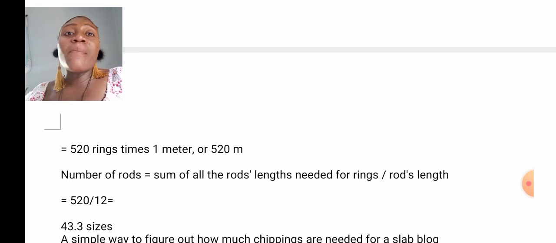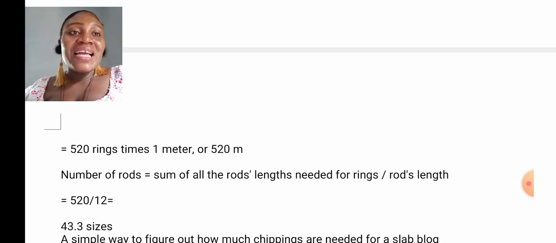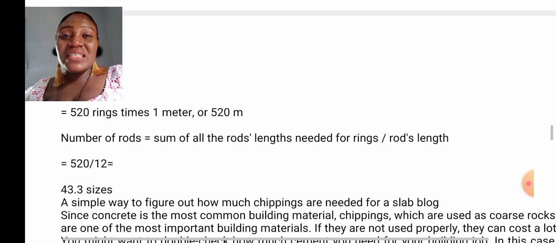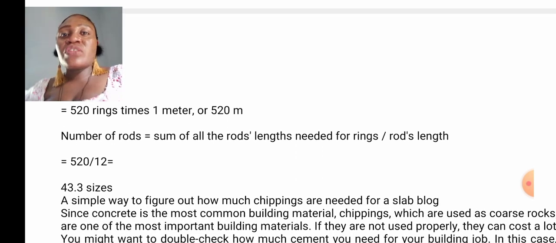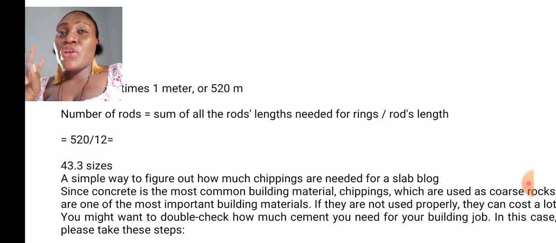Okay, so number of rods equals the total rod length needed for rings divided by rod length, which is 520 divided by 12. That will give us 43.3 rods. So easy. That is how to calculate your rods and your rings.